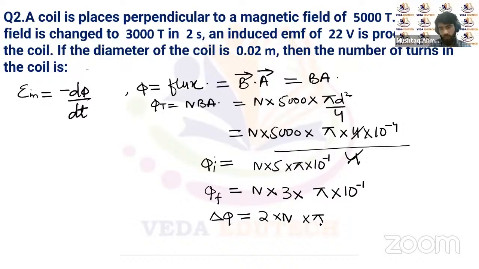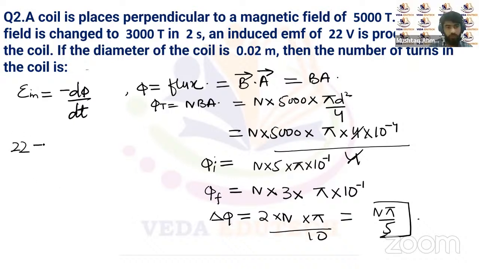multiplied by pi upon 10, or we can write it as N pi upon 5, right? So this will be the change in flux. This flux has changed in a time of 2 seconds, and the induced EMF was 22 volts. So the induced EMF is 22 volts, and the flux has changed by N pi upon 5, divided by the time of 2 seconds. So it will be N pi upon 10, right?